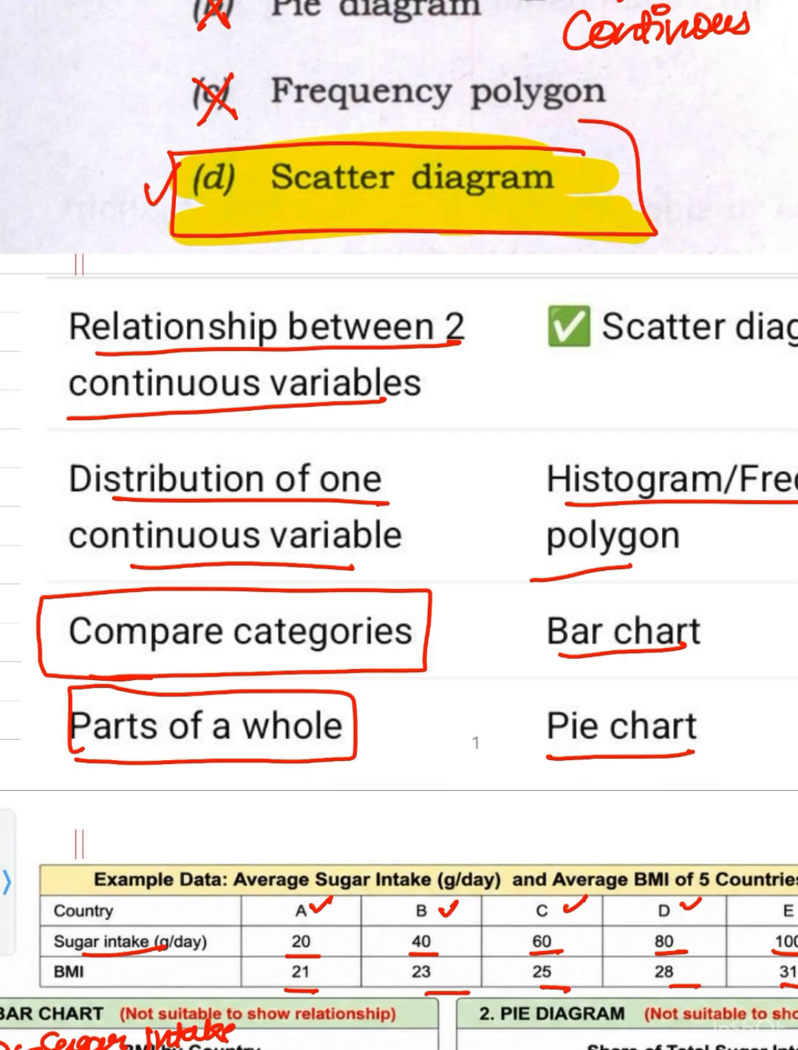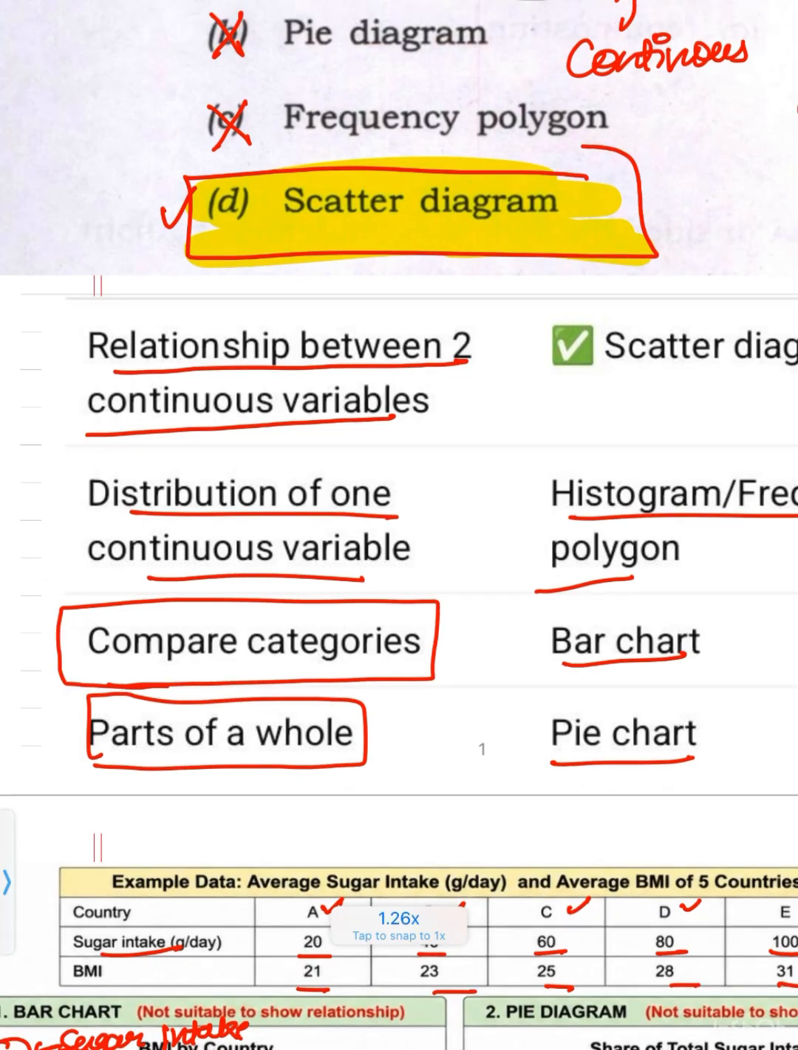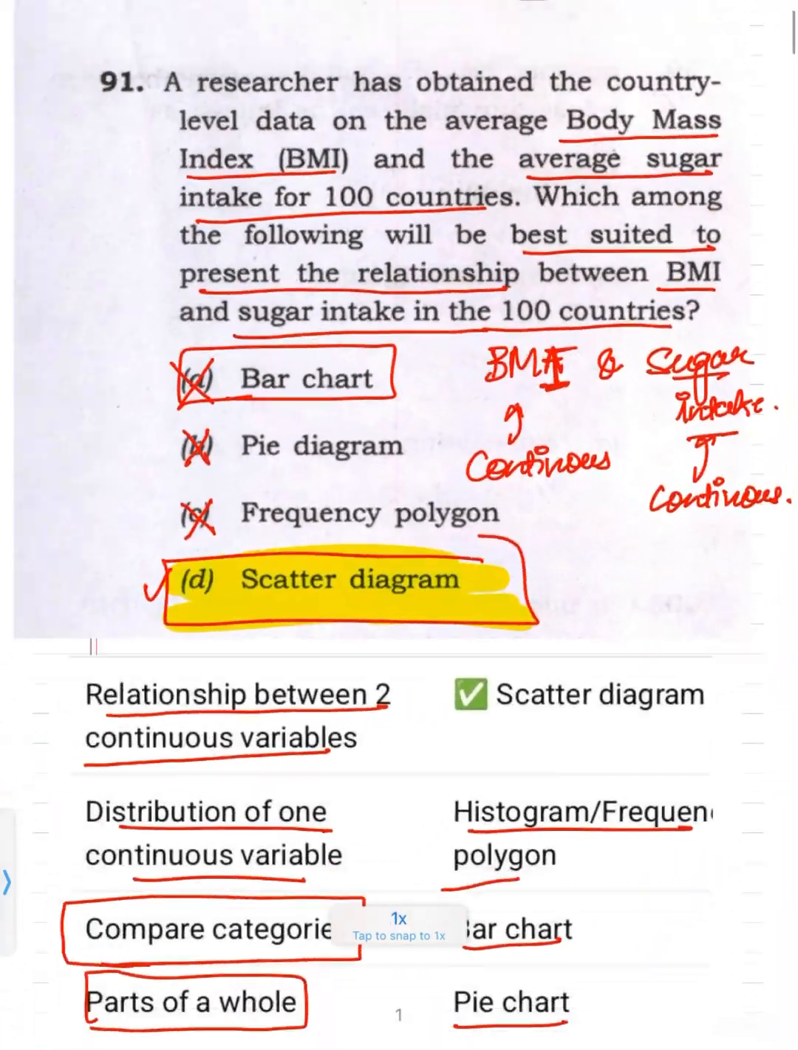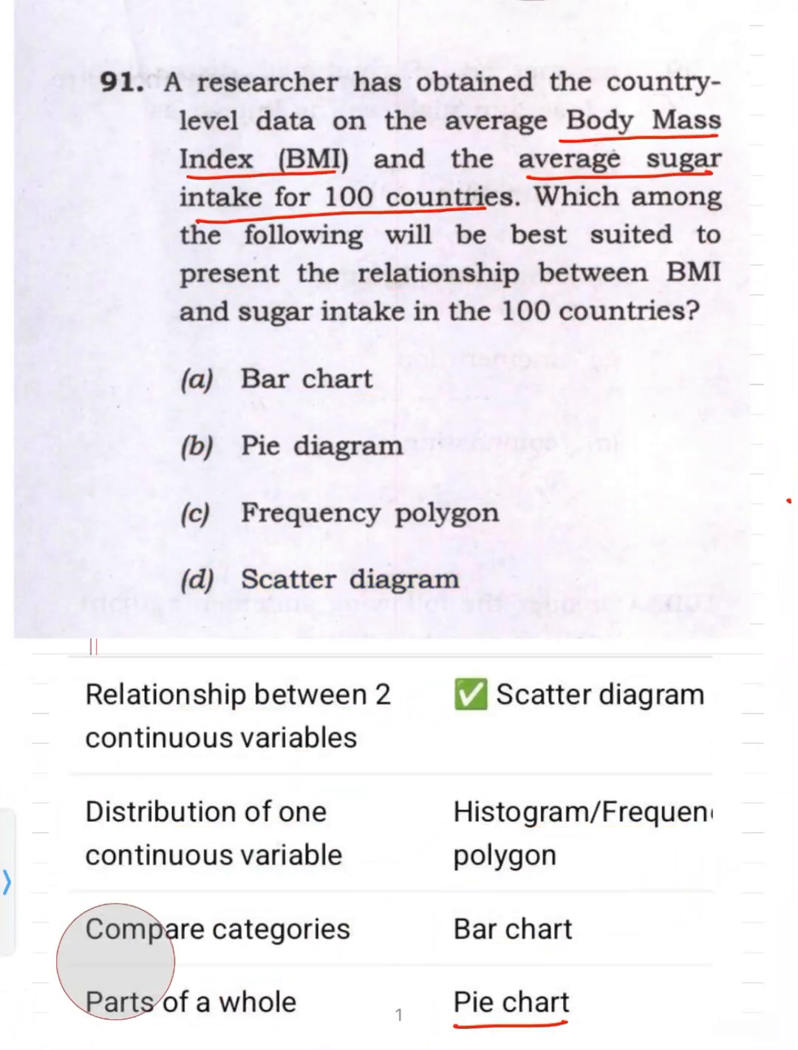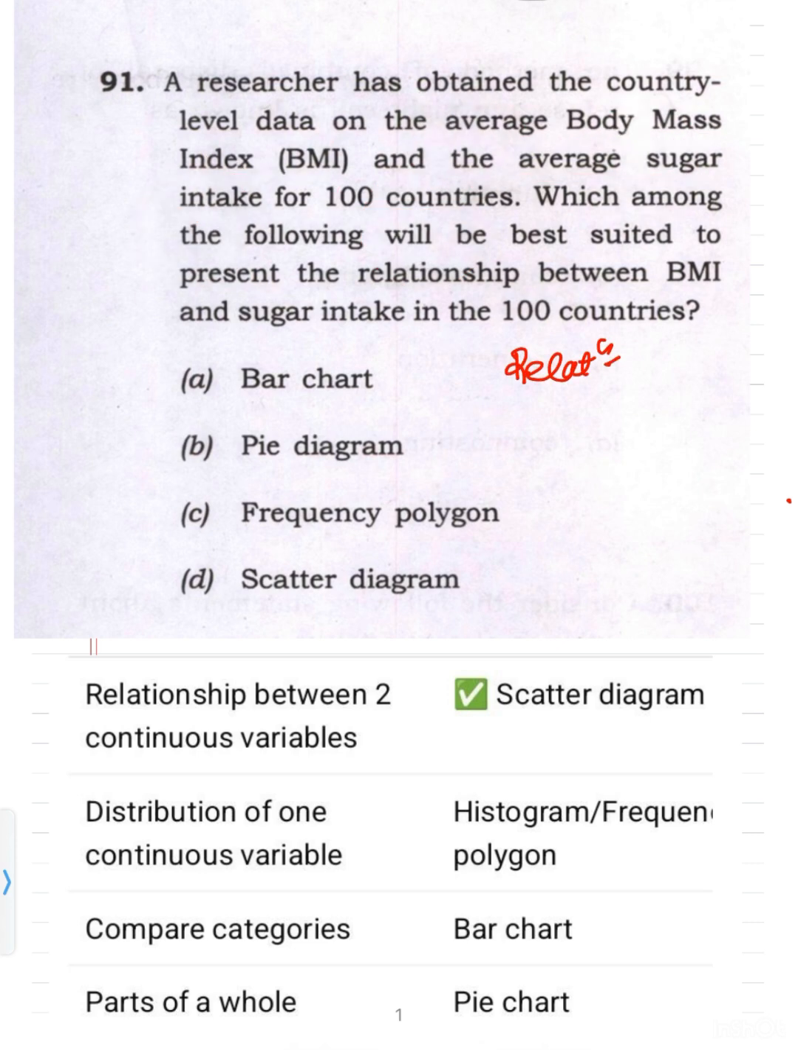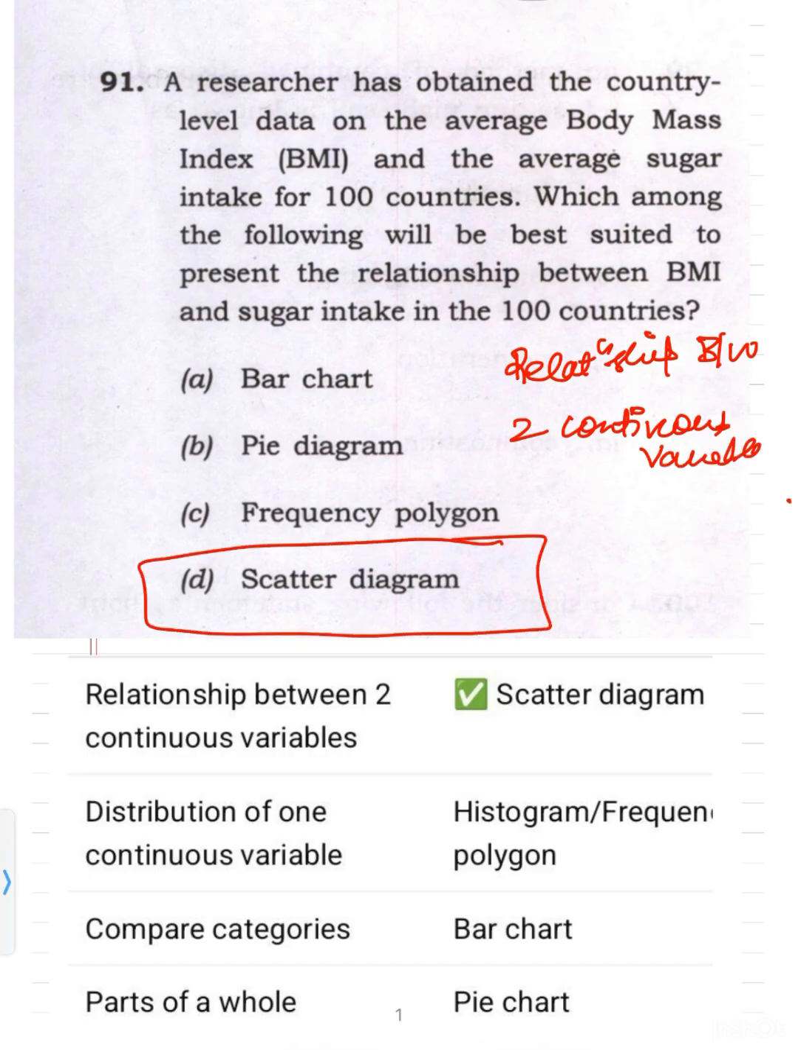If you cannot do this whole thing and you want a short answer: because BMI and sugar intake are both continuous variables, and whenever you have to find the relationship between two continuous variables, you have to go for a scatter diagram. And if they are giving just one continuous variable, go for a frequency polygon. So the answer will be D, scatter diagram.